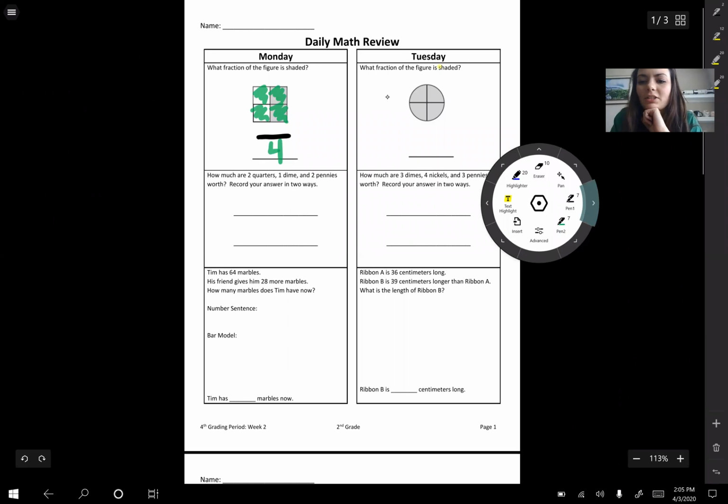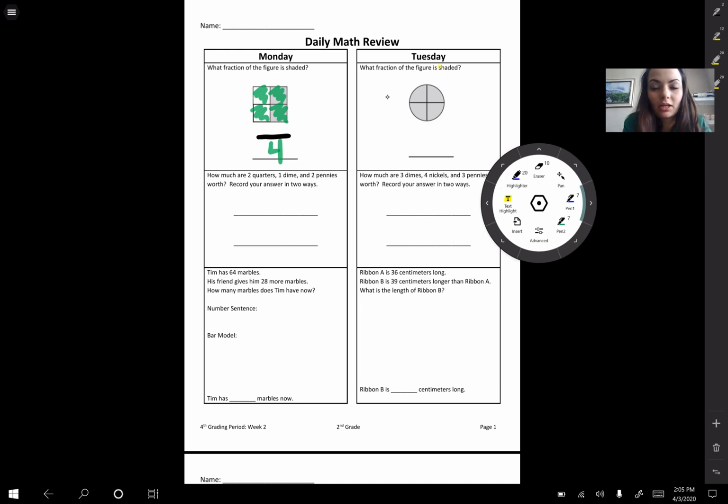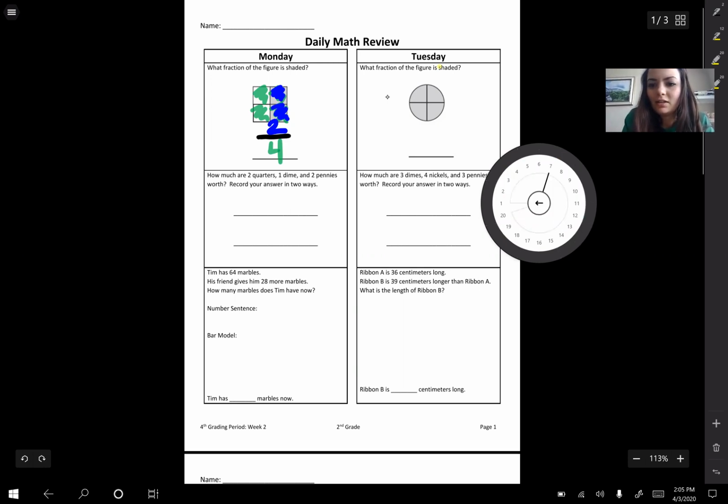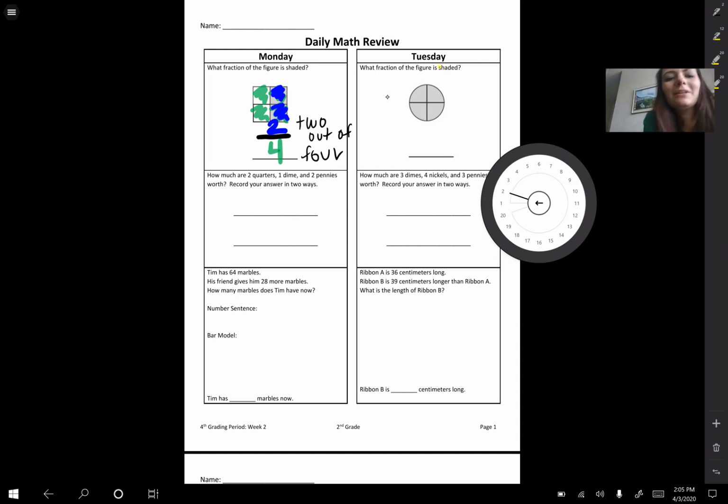So let's color in how many are shaded and count them while we color them in. 1 and 2. So let's write a 2 at the top. And then how do I say that? Let's write how I say that. 2 out of 4. I can also do, sorry guys, 2, oh, let's write that again. 2/4.